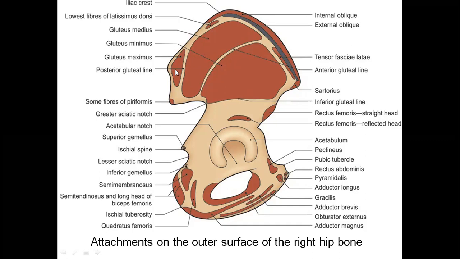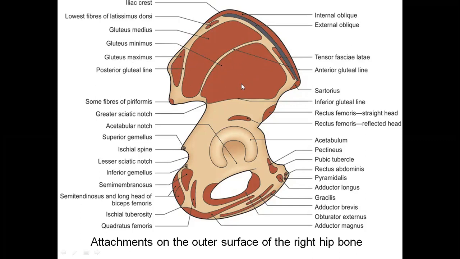Gluteus maximus also takes its origin from various other parts of the lower limb bones. It has its origins from the sacrum bone as well, the sacrotuberous ligament, and many more things you will come across. That's the reason only a small part of it is taking its origin from the hip bone. The largest muscle is, as named here, gluteus maximus.